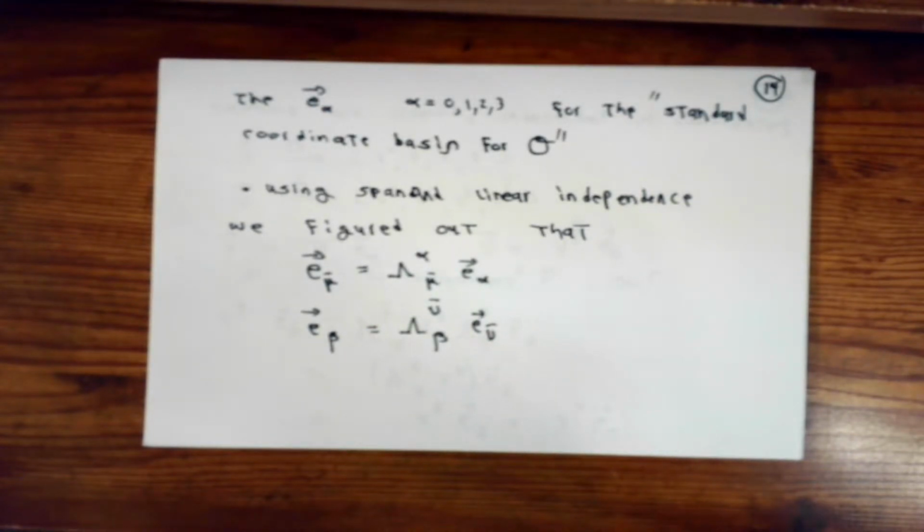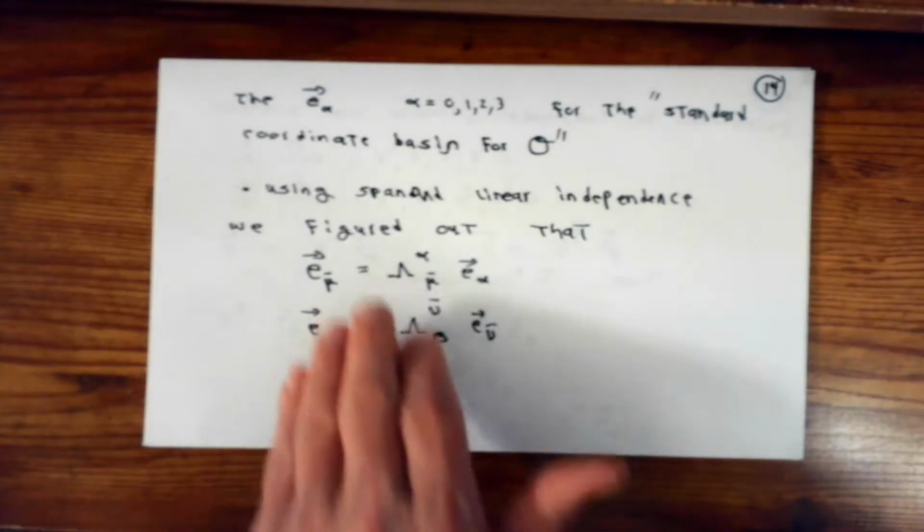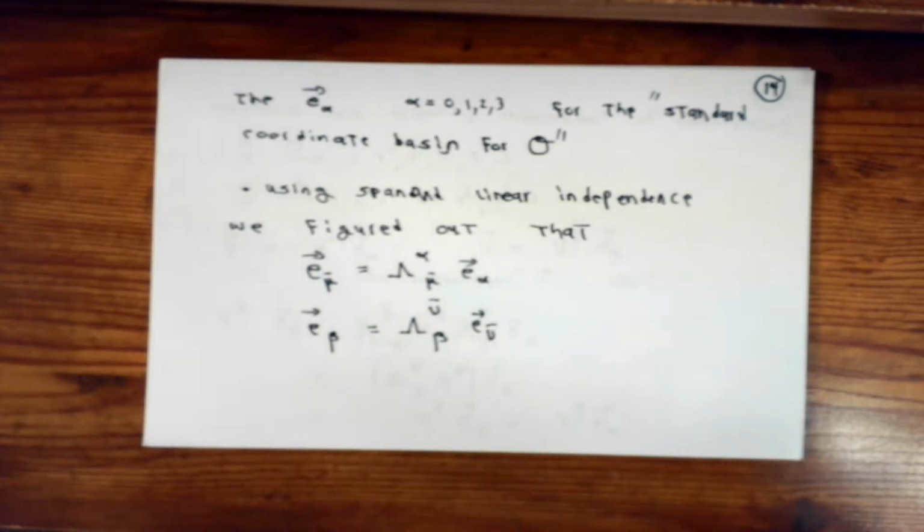If you use the fact that a basis spans the space and is linearly independent, we figured out a couple of things. Not only do we know how the components of a vector transform, but using logic, we were able to figure out how the basis vectors transform as well.